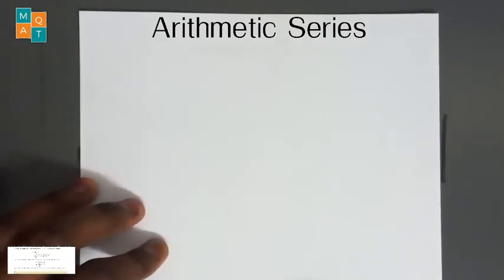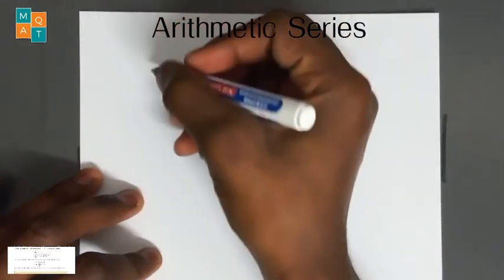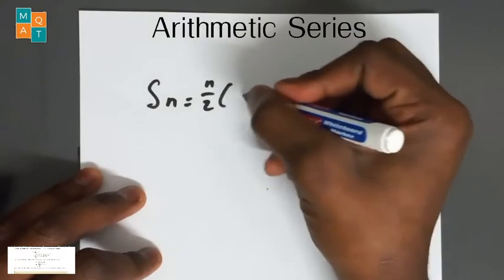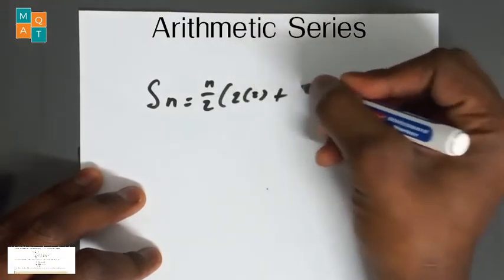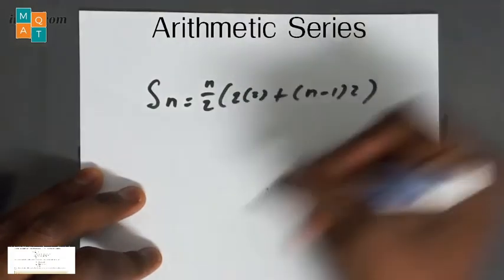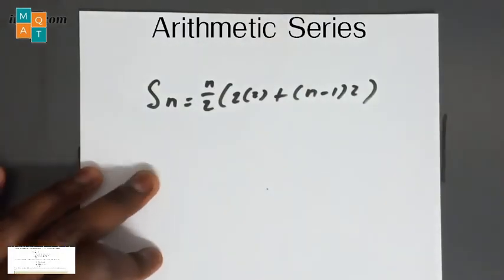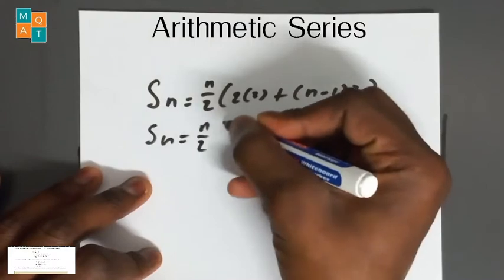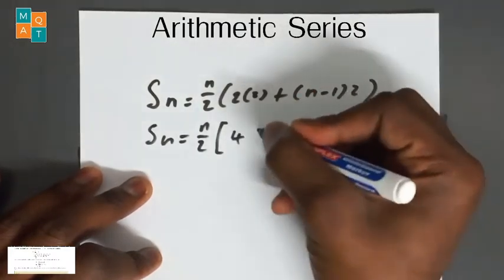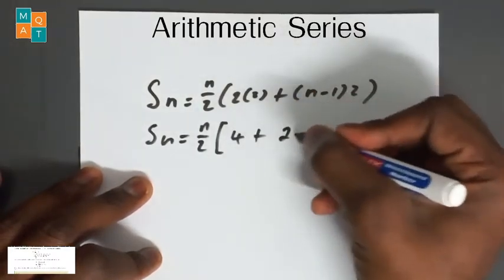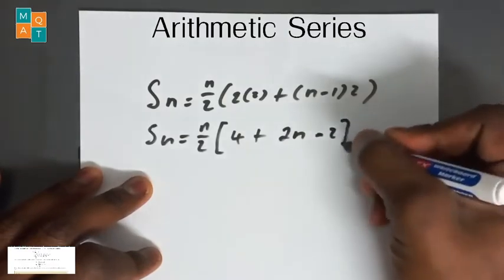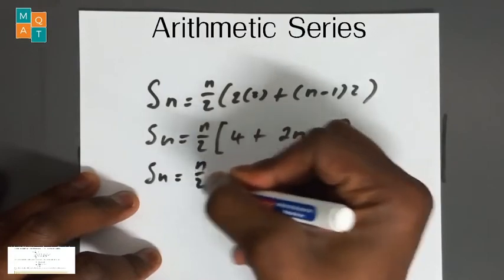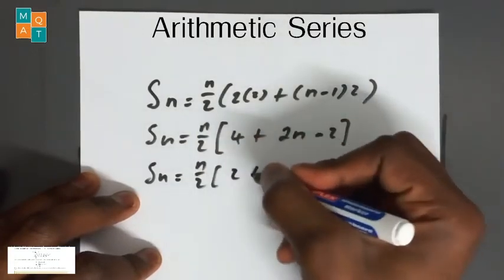So we had Sn equal to n over 2 multiplied by 2 multiplied by 2 plus n minus 1 times 2. Now, let's solve this equation using our equation rules. So we've got Sn is equal to n over 2. Let's solve what's in the bracket first. 2 times 2 is 4, plus 2 times n is 2n, 2 times minus 1 is minus 2. And then Sn is going to be equal to n over 2 times 4 minus 2, which is 2, plus 2n.